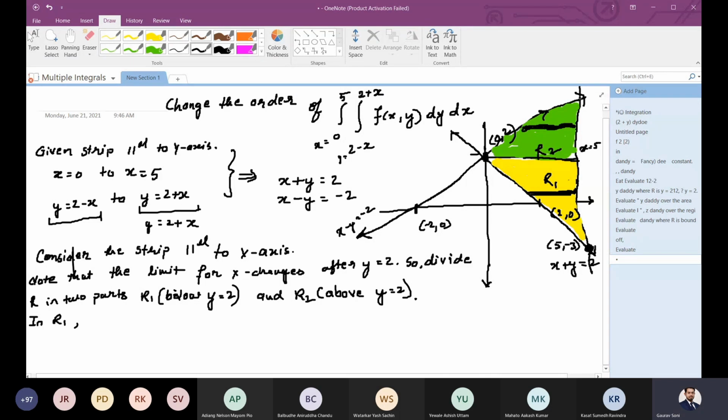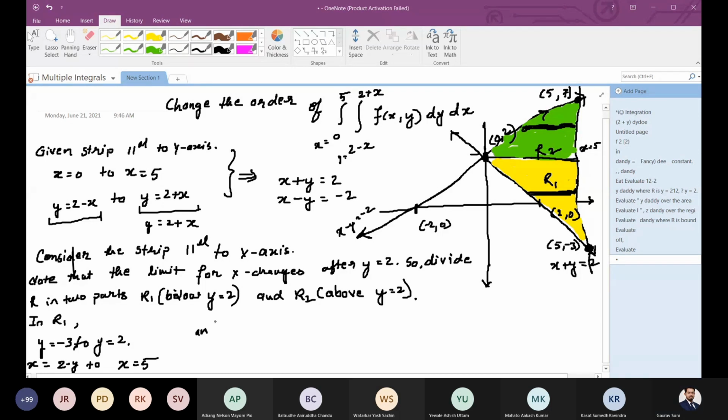And what about this point? This point will have 5, comma, the second equation, if we put x equal to 5, so the value of y is 7. So in R1, y is running from minus 3 to y equal to 2. And the value of x in this region is going to be from this line. The equation of line is x plus y equal to 2. From that, the value of x is going to be 2 minus y, to x equal to 5.